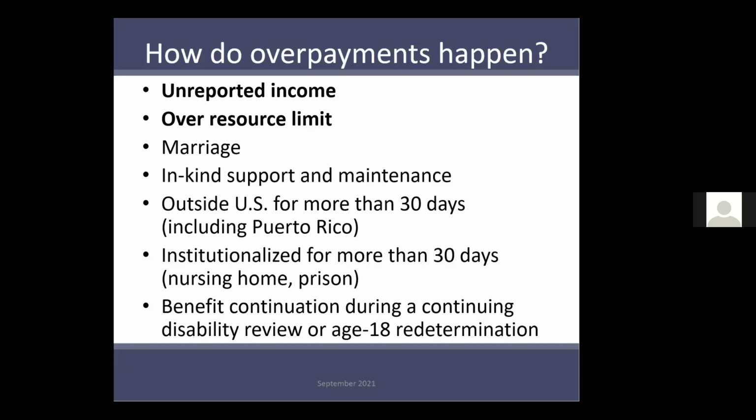If you are outside of the 50 US states for more than 30 days, that is considered making you ineligible for SSI. And even though Puerto Rico is part of the United States as a Commonwealth, as a territory, they do consider that to be outside. If you are institutionalized for more than 30 days, nursing home, prison, hospital, again, this can cause an overpayment because you are not eligible for SSI.